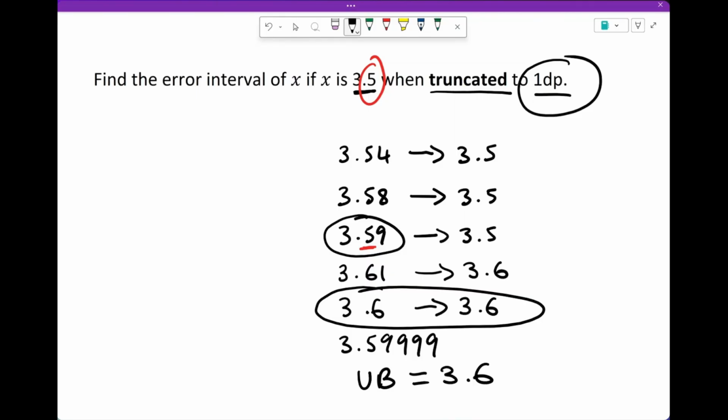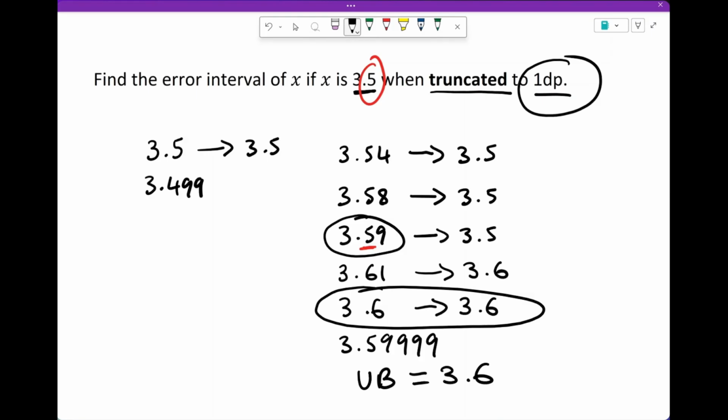Now let's consider my lower bound. We said if it's going to truncate to 3.5, the number needs to start as 3.5 something. The number 3.5 itself does truncate to 3.5. So therefore, we only want to go lower than this number. If we're going lower, we'd then be at 3.499 and so on.